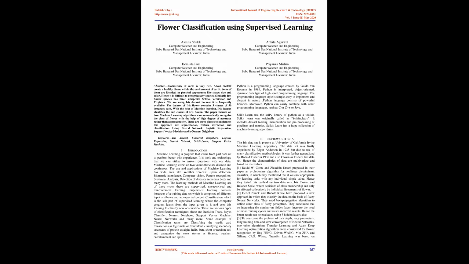The learning methods of machine learning are of 3 types. These are supervised, unsupervised, and reinforcement learning. Supervised learning contains instances of a training data set which is composed of different input attributes and an expected output. Classification is the subpart of supervised learning where the computer program learns from the input given to it and uses this learning to classify new observations.